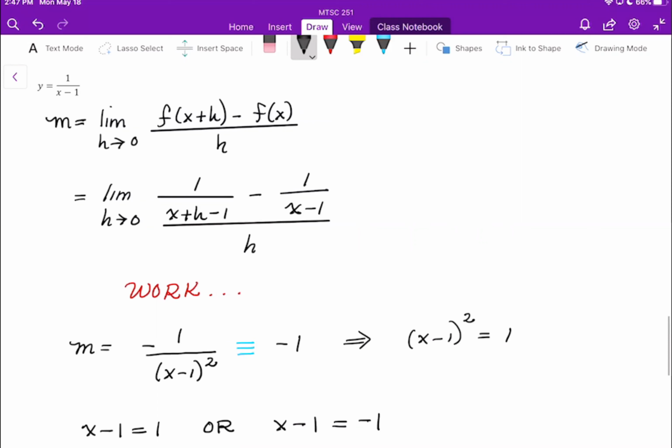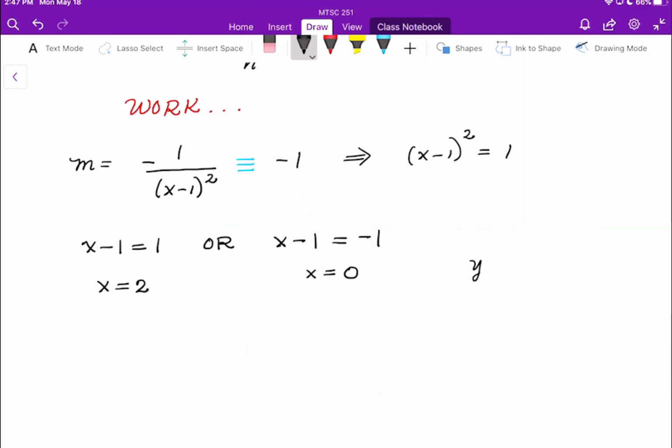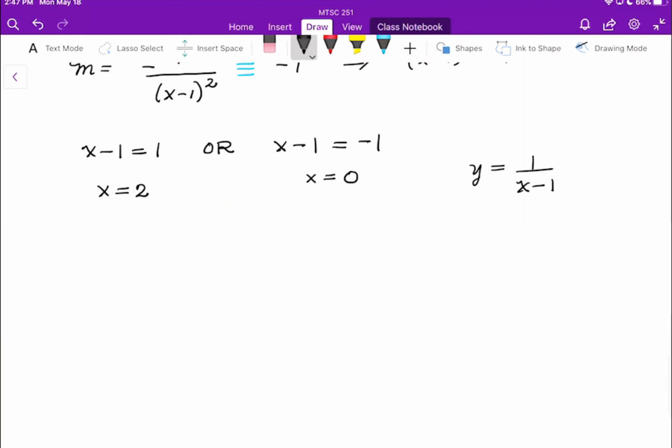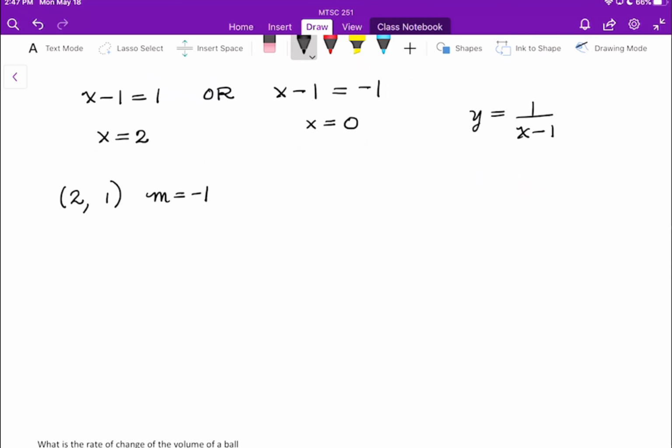So y is equal to 1 over x minus 1. So if x is equal to 2, y is equal to 1 over 2 minus 1, or 1. And the slope m is -1. So the tangent line there is going to be y minus 1 is equal to -1 times x minus 2. So this gives us y is equal to minus x, plus 2, and we're going to add 1, so we're going to get 3.